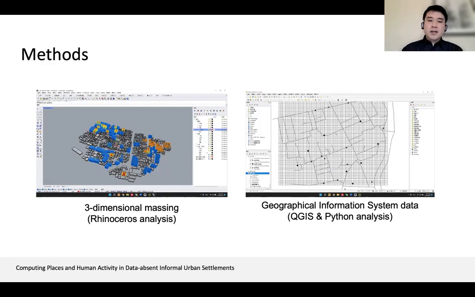With such a digital model, we then geo-reference the geometry based on the location, and convert the architectural geometry into geographical information system data. Then we can construct a grid, at a 4.5 meters by 4.5 meters resolution, to cover the full extent of the study area. This is where you can see that we combine the three-dimensional massing from the 3D modeling software with the geographical information data.